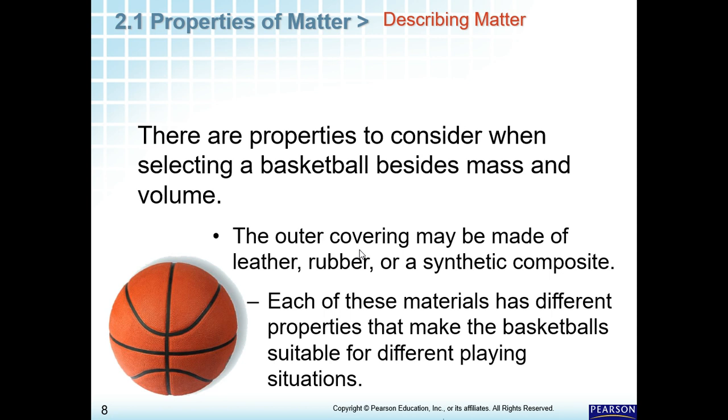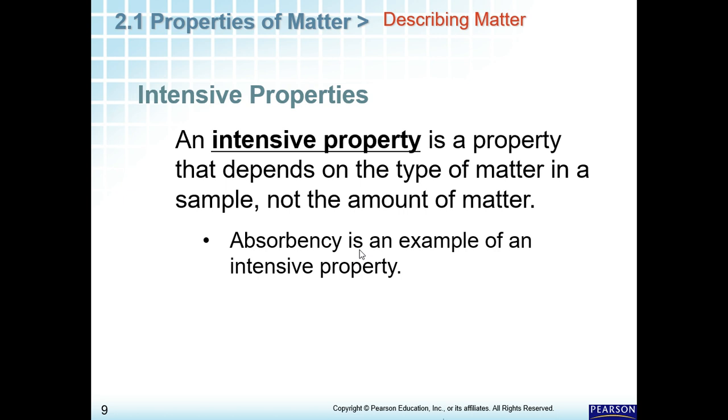Now, these two properties aren't the only thing that you can consider when you're looking at a piece of matter, such as a basketball. Other things that you can take into account is what basketballs are made of. Is the outer covering leather, rubber, or some other synthetic composite? Each of these materials is going to have different properties that make a basketball suitable for playing, whether it's inside or outside. This is an example of intensive properties. An intensive property is a property that depends on the type of matter, not on the amount.